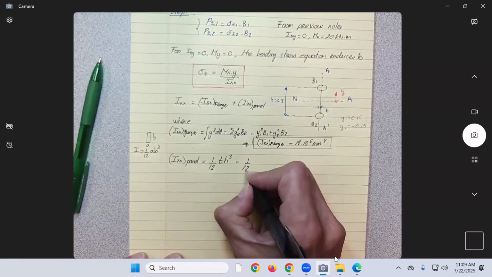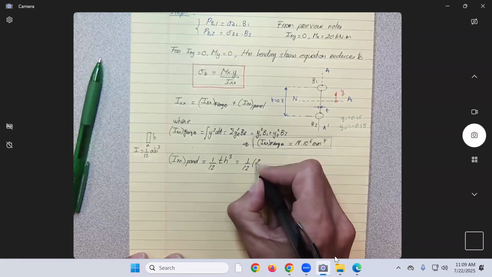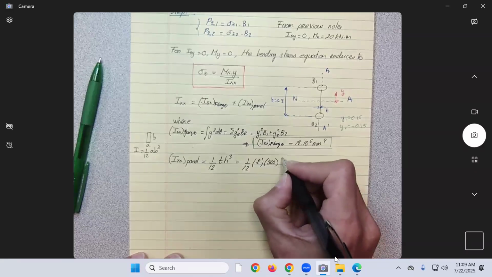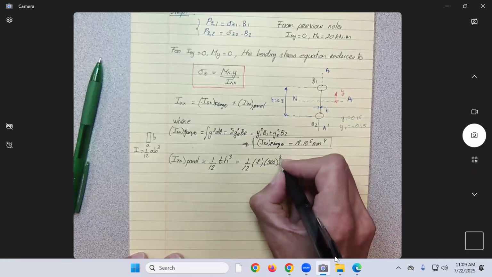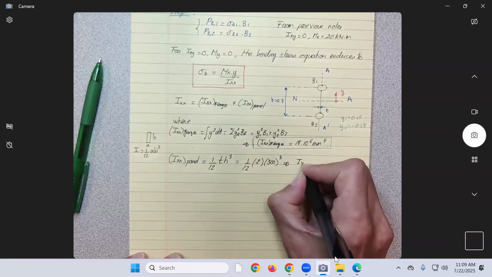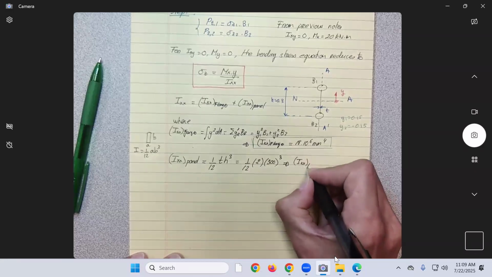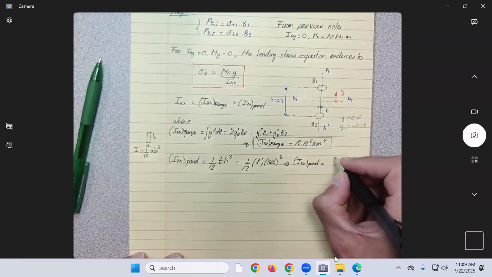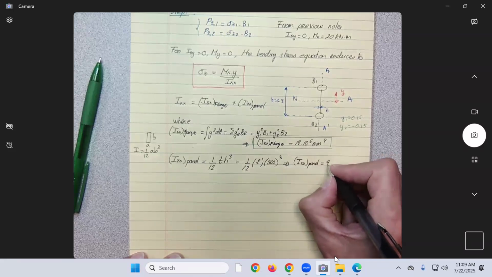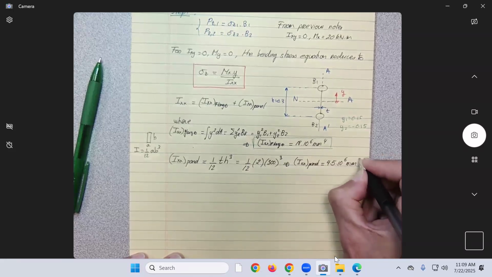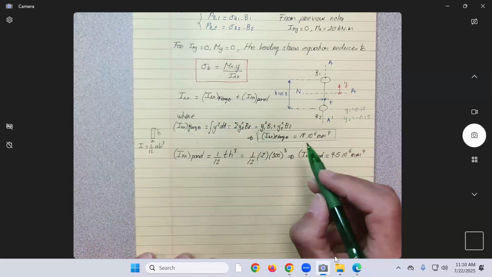So in this case, this is going to give you 1/12 times 2 millimeters times 300, which is the height, cubed, in millimeters cubed. And this is going to give IXX panel equal to 4.5 times 10 to the 6 millimeters to the 4.